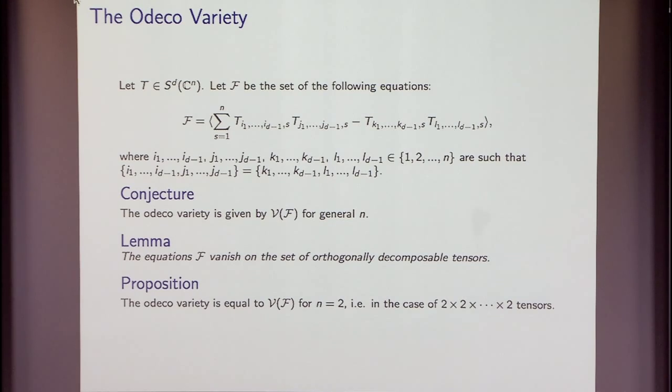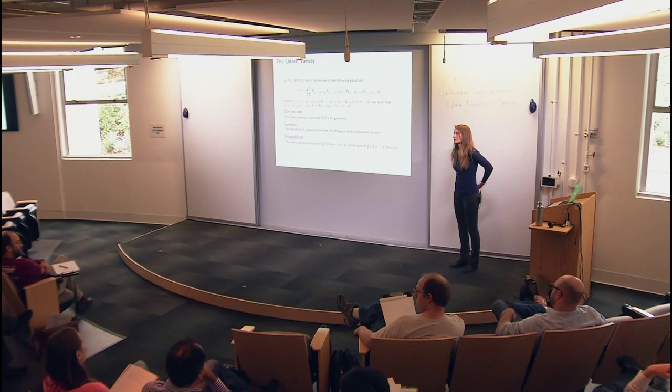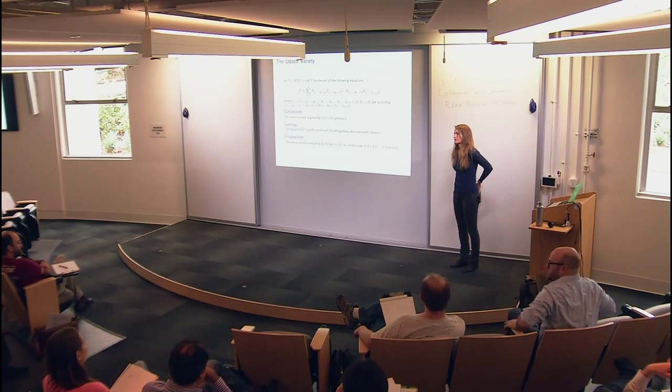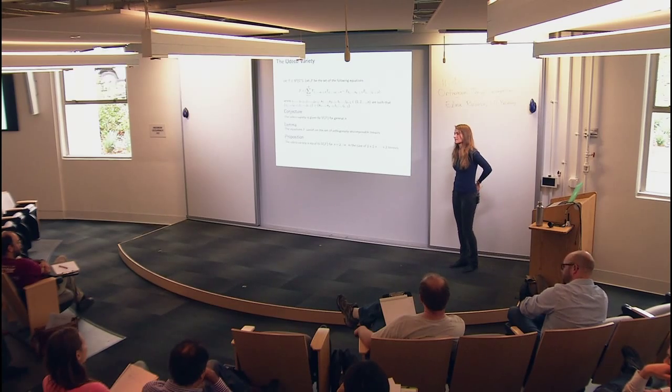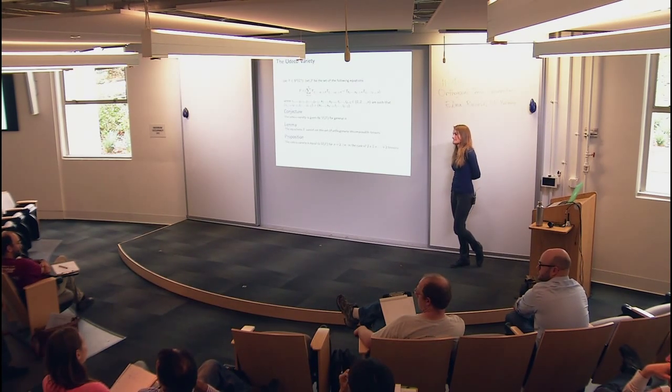Can I ask you a question? Yeah. Is this Odeco variety the same as, is there an open dense subset in there, which is the image of C^n times SO_n(C)? Can you repeat? Is it an orbit closure? You can complexify it. Instead of taking this closure in the complex space, I could first complexify the group, and then take the closure. Is that true? Yeah, sure.